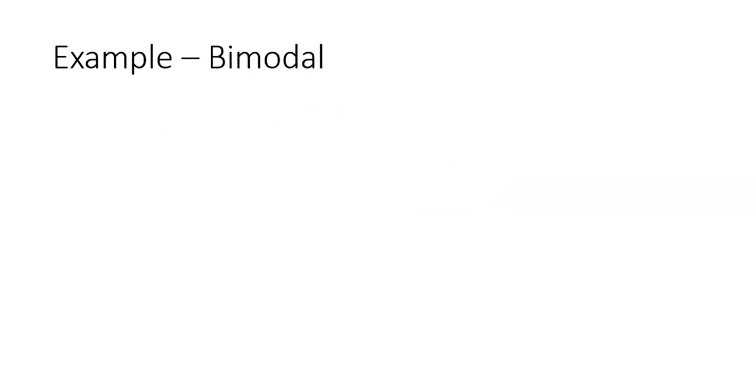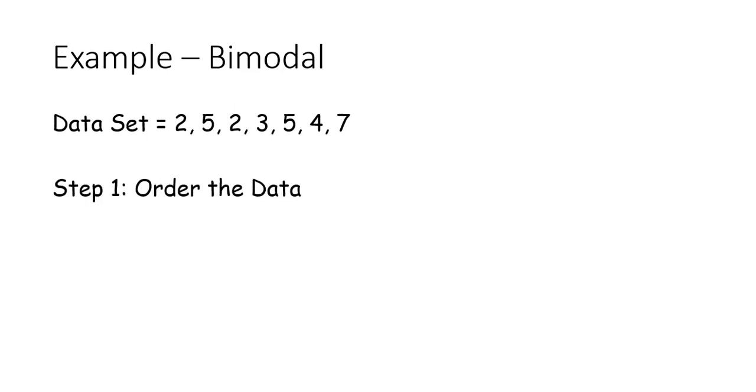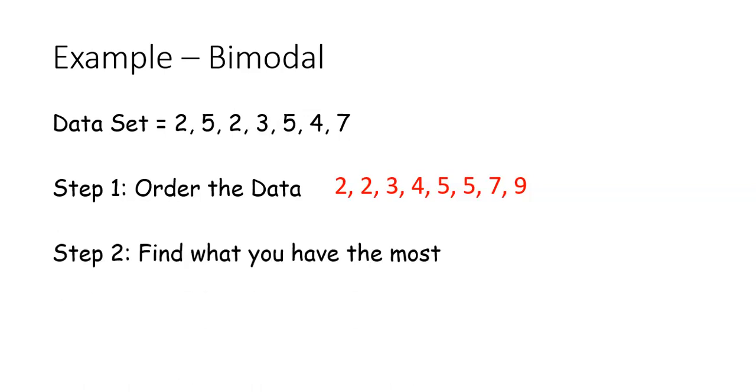This one's going to be an example of when you have 2 modes. It's bimodal. Okay? Here's our data set. 2, 5, 2, 3, 5, 4, 7. Step 1, order the data. So now we have 2, 2, 3, 4, 5, 5, 7, 9. All right. Well, I can see step 2, find what you have the most. I have 2 2s and I have 2 5s. So, mode is 2 and 5. There you go.